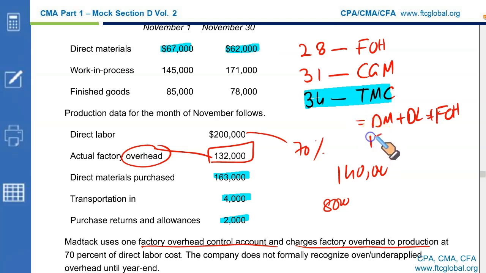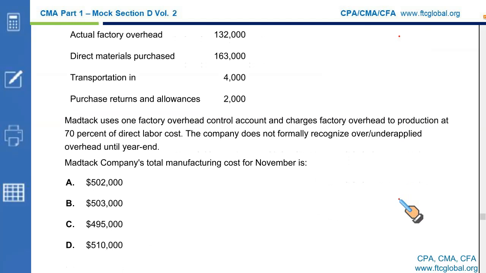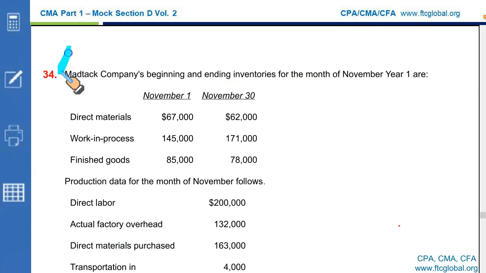So direct material used is 170,000. Direct labor given here is $200,000, and factory overhead applied is 70% of your direct labor, that is 140. If you add all of these, this will give you the total manufacturing cost 510, and that would be the answer to your question number 34. So this is your question 34, and here you get 510. So this question is done.